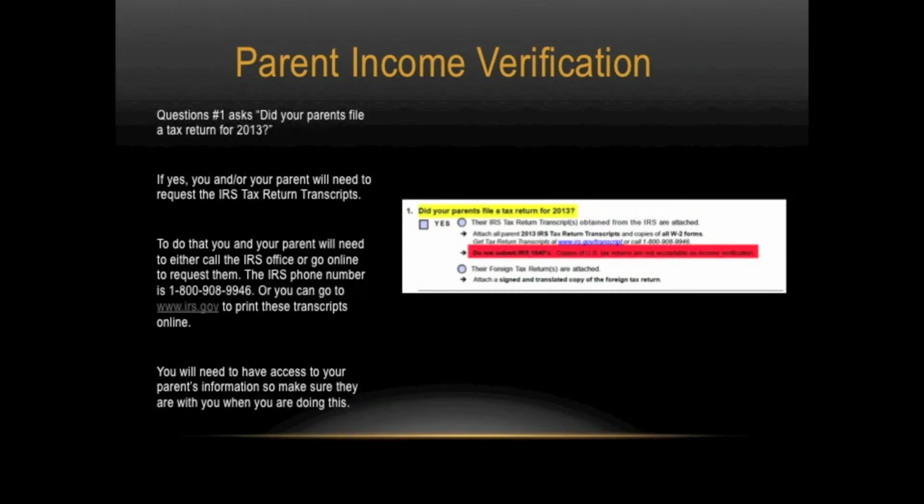To order the IRS tax return transcripts, you and your parent will need to either call the IRS office or go online to request them. The IRS phone number is 1-800-908-9946, or you can go to www.irs.gov to print these transcripts online. You will need to have access to your parents' information, so make sure they are with you when you are doing this.